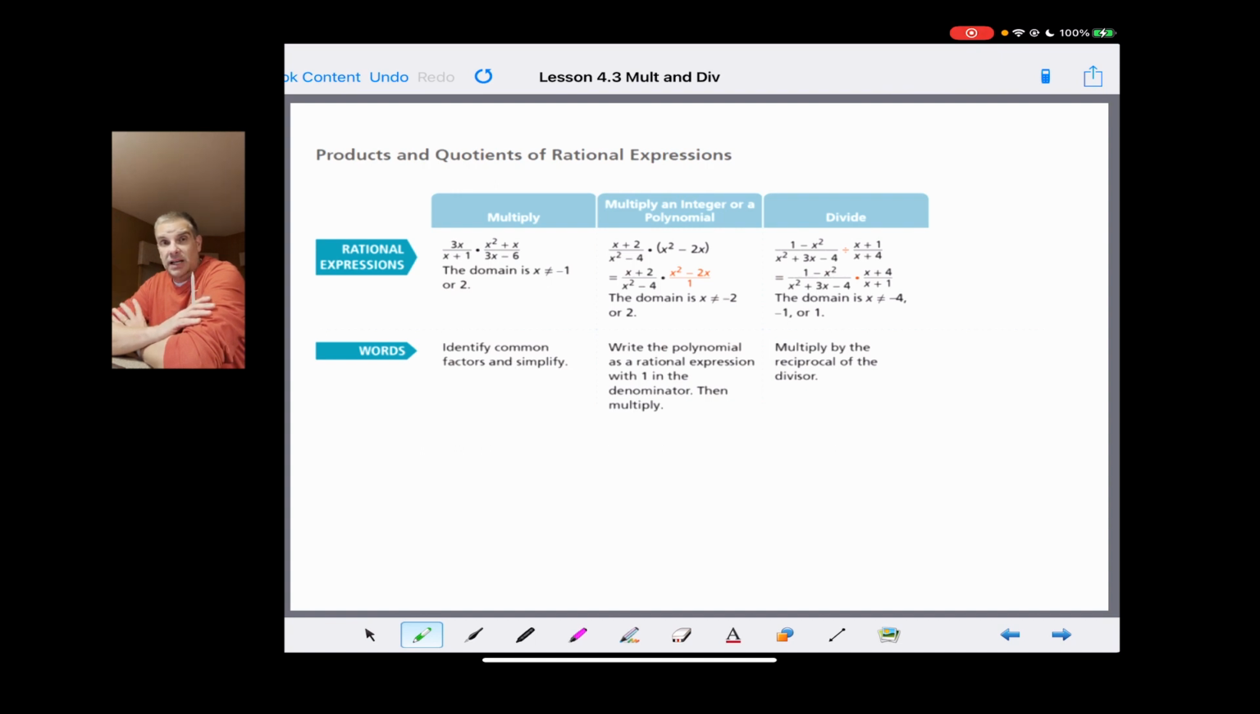Next lesson will be on adding and subtracting. We're going to do this over a couple different days. We're going to start with just monomials, adding and subtracting rational expressions of just like monomials. So 3x squared divided by y squared plus 3y squared divided by x squared. And then we'll work on adding and subtracting polynomials as far as things go.